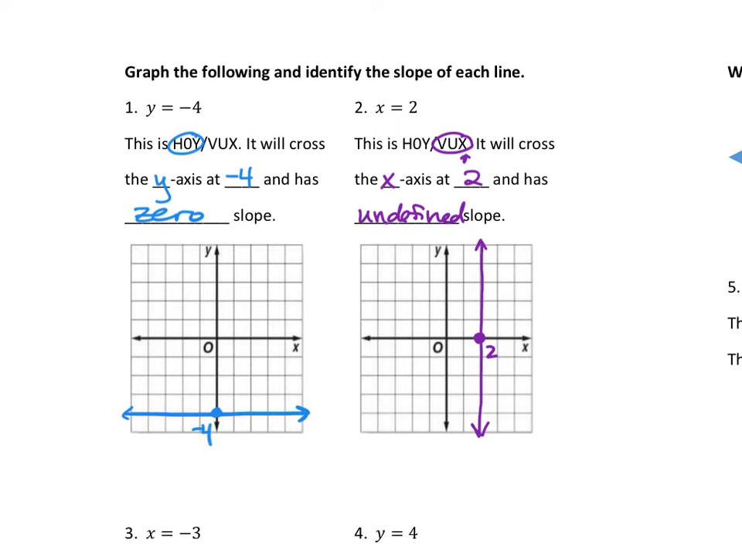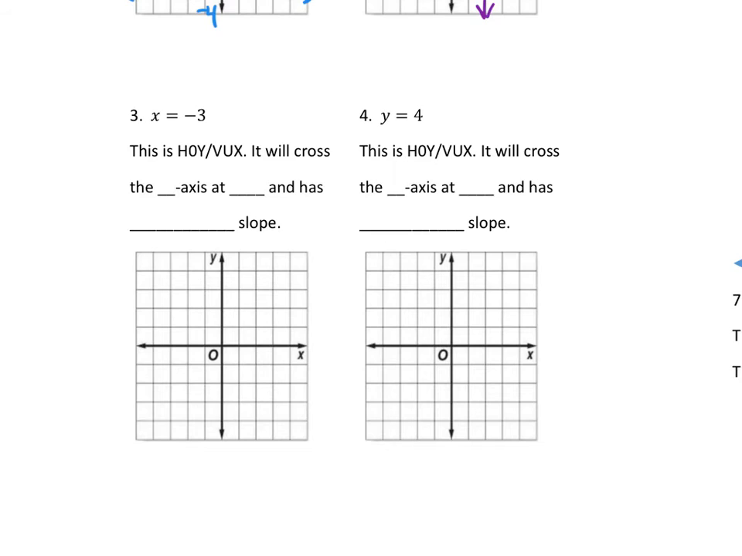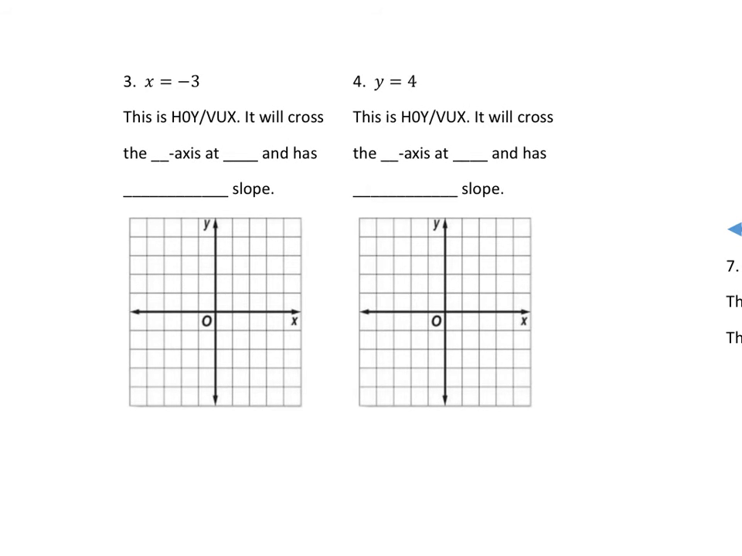Super simple, right? Just to give it a shot, you have number 3 and 4, two different equations to try. We have x equals -3 and y equals 4. How'd you do? If we look at number 3, it starts with x equals just a number, so we know that is a VUX line, which means it crosses the x-axis at -3 and has an undefined slope. So we graph an up and down line with an undefined slope at -3.